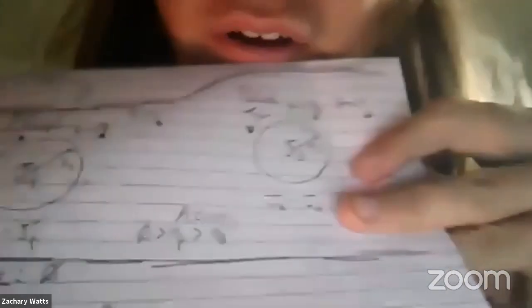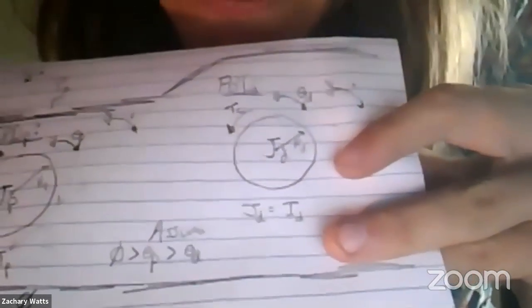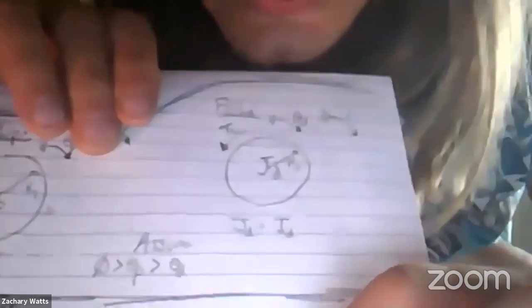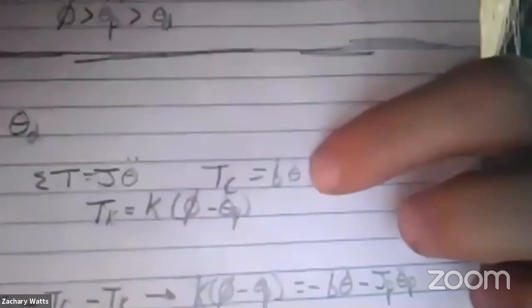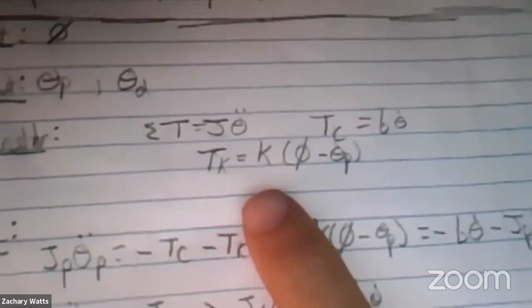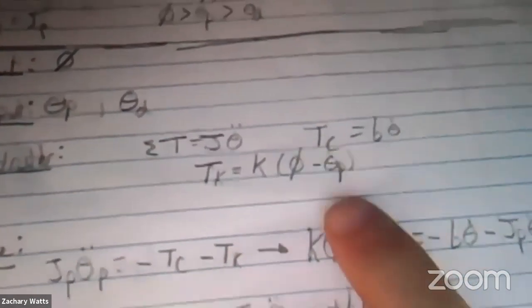So I have, let's see, I got torque equals J theta double dot. I've got the damper equal to B theta single dot. Oh, here you go. And then for the spring, I have the spring equal to K times phi minus theta P.